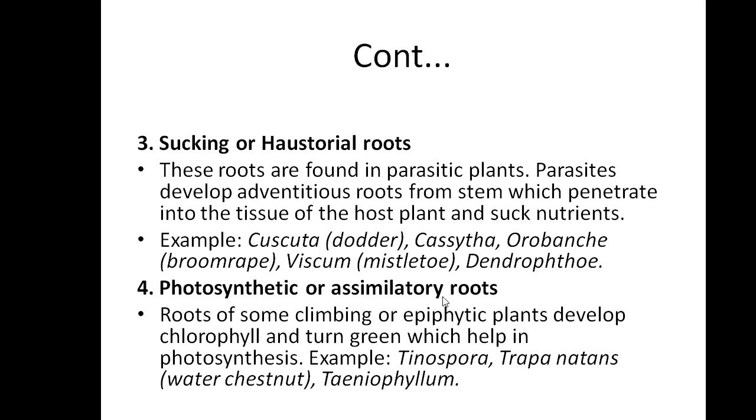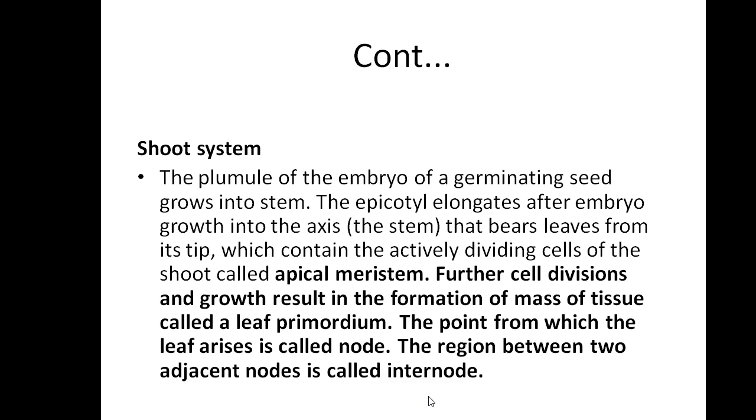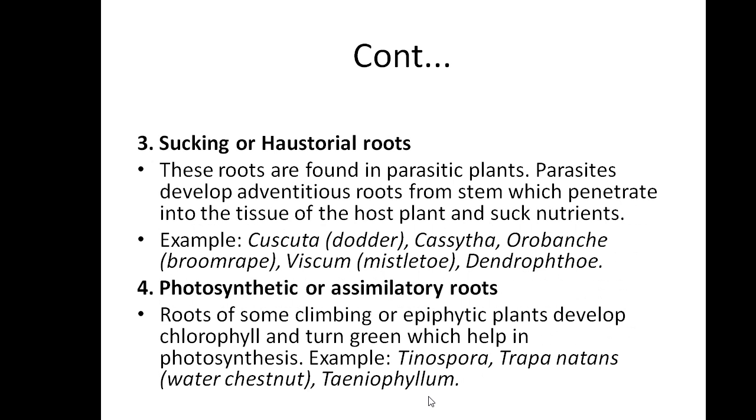Next, photosynthetic and assimilatory roots. Roots of some climbing or epiphytic plants develop chlorophyll and turn green, which helps in photosynthesis. Examples: Tinospora, Trapa natans and Taeniophyllum. So these are plants whose roots become green in color. They are climbers. When climbing, the root slowly changes to green in color so that it does the photosynthesis process. Next, shoot system. So that's all about your root system.